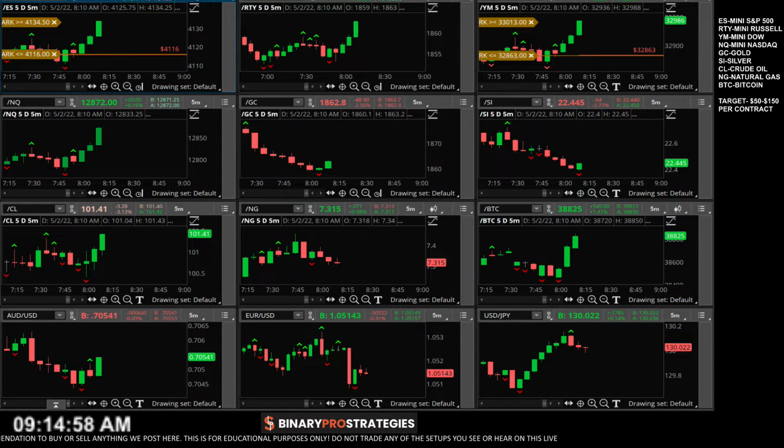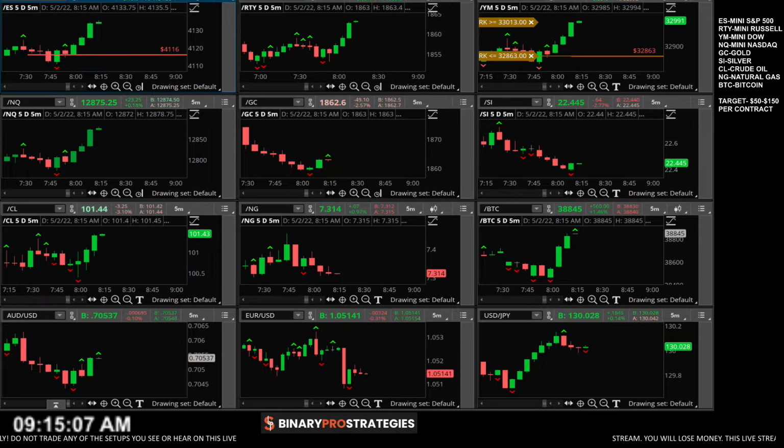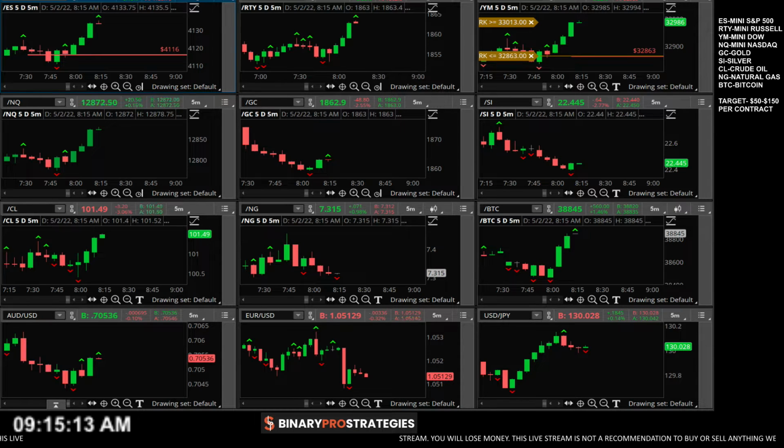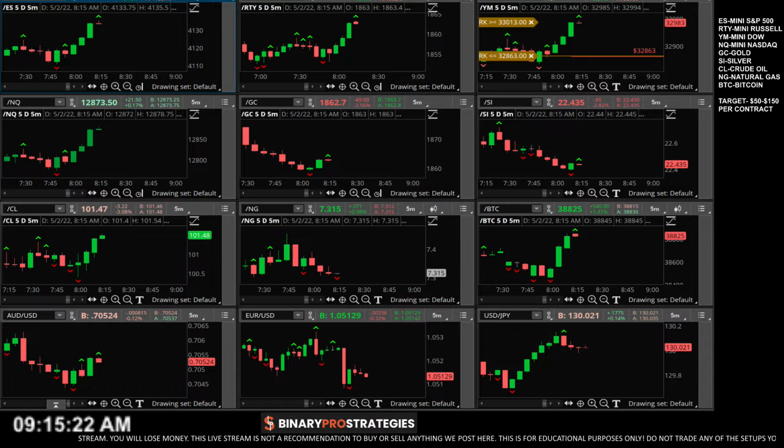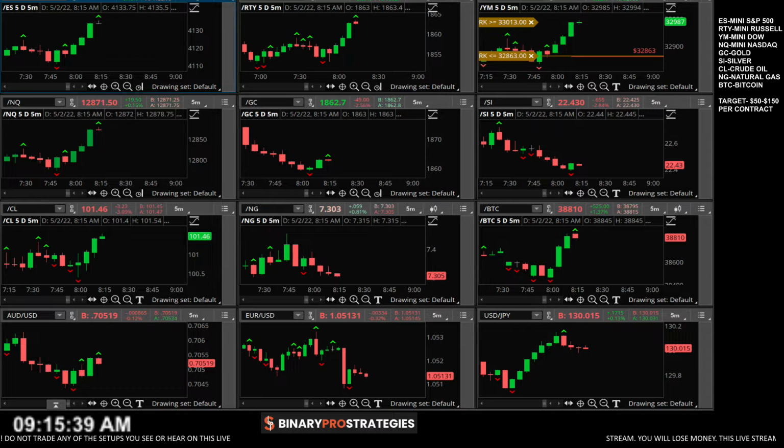ES getting close to target at 41.34 and a half. Profit target hit. Target hit on ES. Once profit target is hit, we exit the trade. Okay, let's see. Our US Tech is getting a buy, which is your mini NASDAQ. Watching RTY for a buy. That mini NASDAQ is coming in at target of, let's see here, 129.07 and a half.